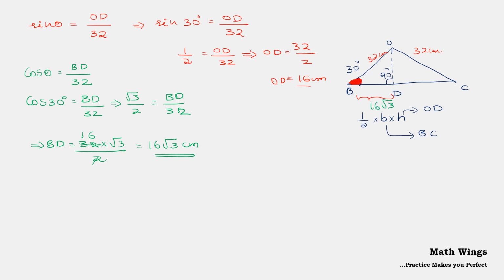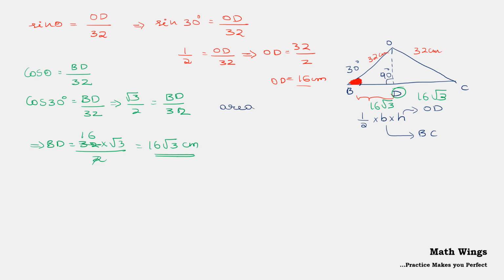So if you observe here, D is the midpoint of BC. Therefore, what is DC? DC is also 16 root 3. Now we can find the area of triangle OBC. Now what is the area of triangle OBC?